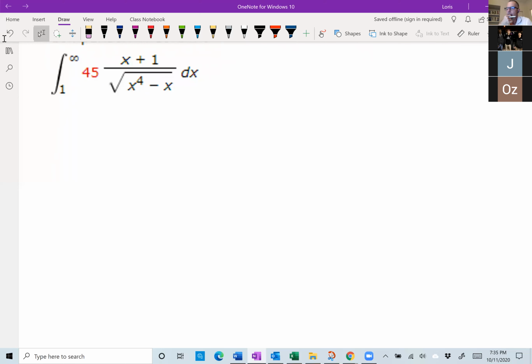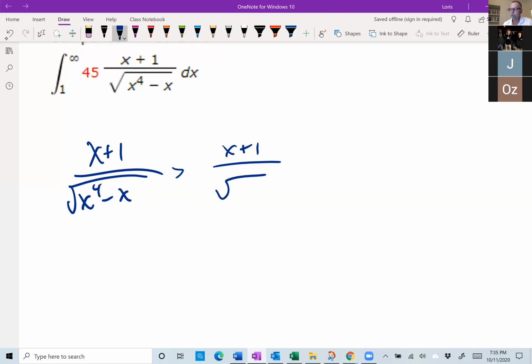When you have a minus in the bottom, it's not going to help to make this less than anything. It's always going to be greater than. That's just a tip. So let's just start working with the x plus 1 over x to the 4th minus x. Okay, so I know this is greater than x plus 1 over the square root of x to the 4th. I just took away the x.